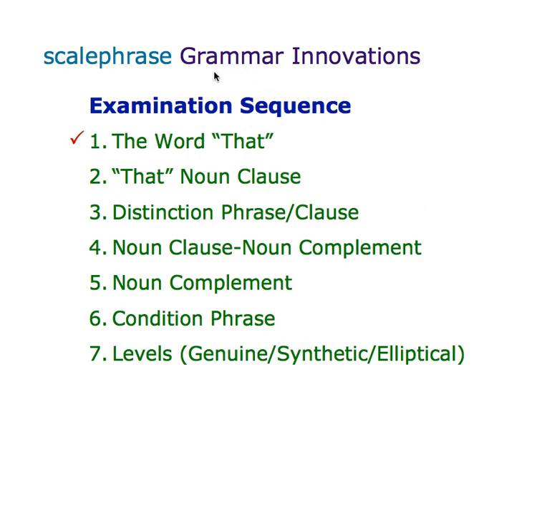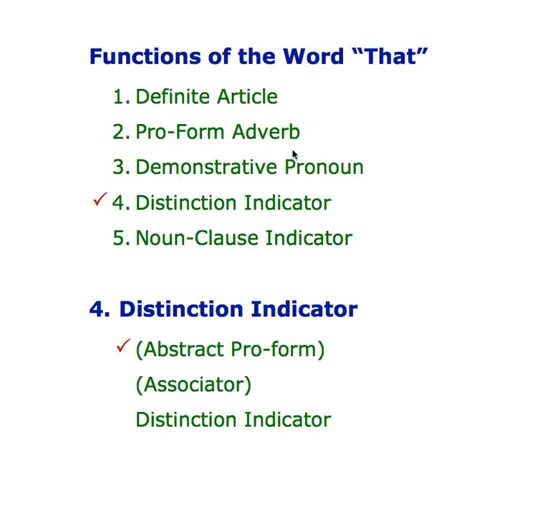So, after I got done presenting my musical ideas, I switched over to grammar and I was explaining to my audience that over the years I've done extensive study on many grammar topics, many grammar concepts, and one of them was a study of the word that. You might have seen a few of those videos. And in that study, I discovered that the word that actually has 5 grammatical functions. One of those functions I call a distinction indicator.